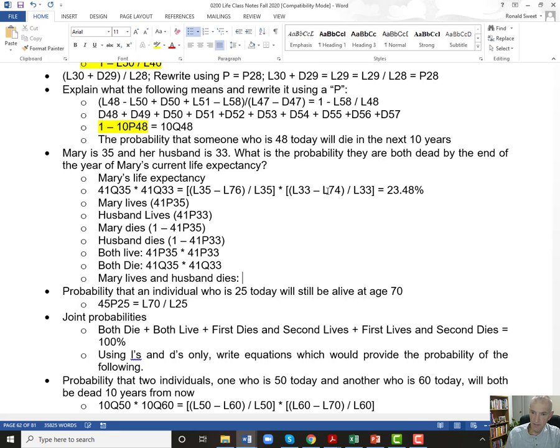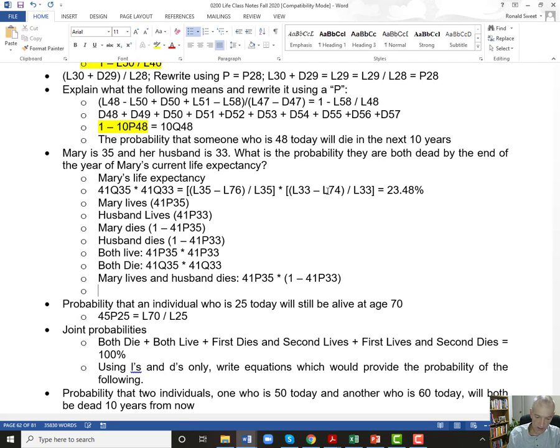In that case, Mary lives is 41P35 times, I'm going to do it as a minus, 1 minus 41P33. So there's one scenario, Mary lives and the husband dies, or you can have Mary dies and husband lives. That's all the scenarios we have. So then we have 1 minus 41P35 times 41P33.